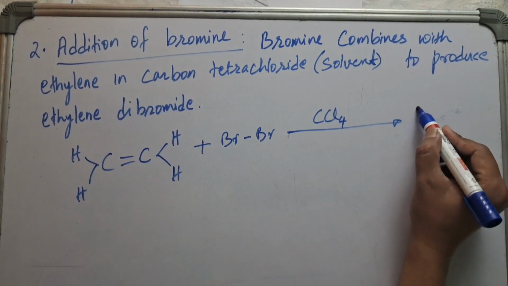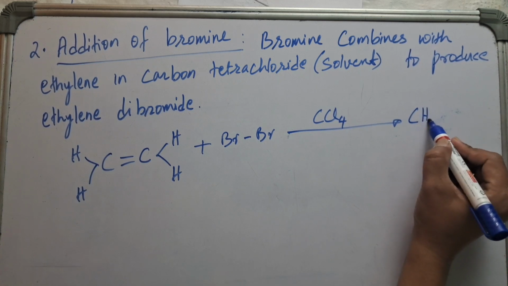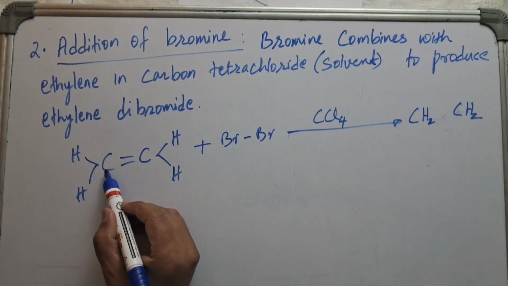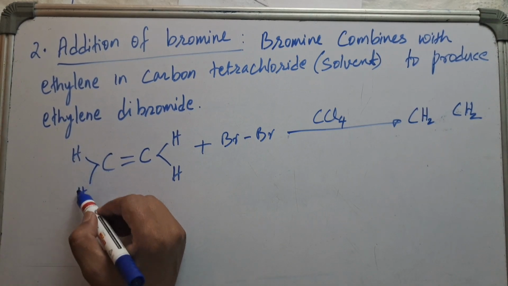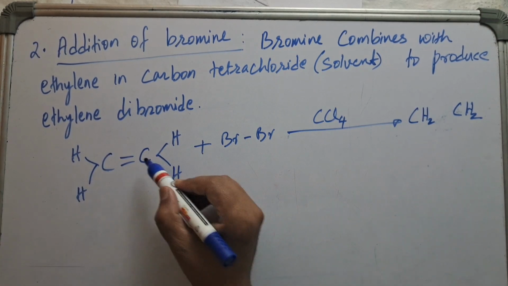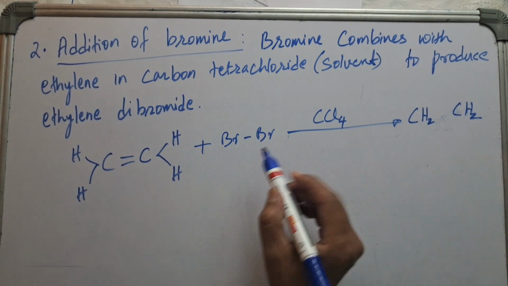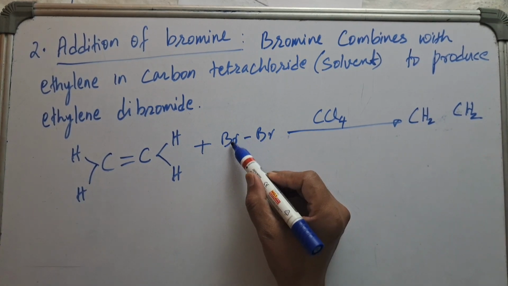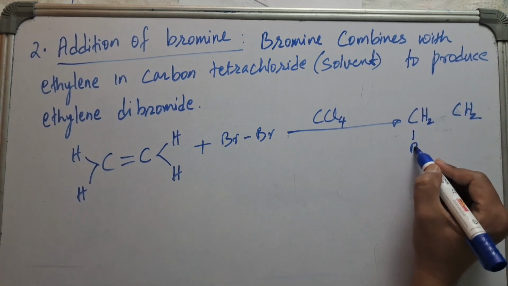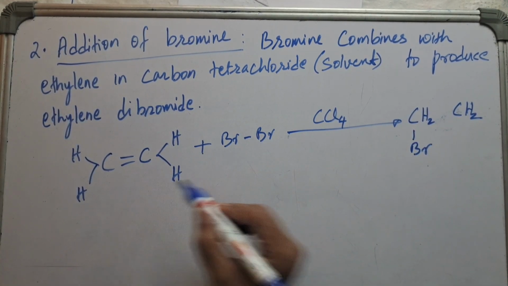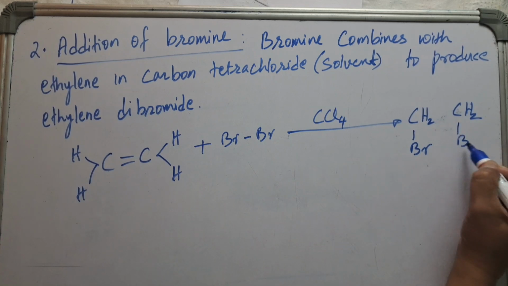Okay, so we have CH2, CH2. Let me write in this way: CH2, two hydrogen atoms. This one, CH2, another two hydrogen atoms. Now this bromine atom attaches here, so we write Br here. This bromine atom attaches to this carbon atom, so we write Br here.